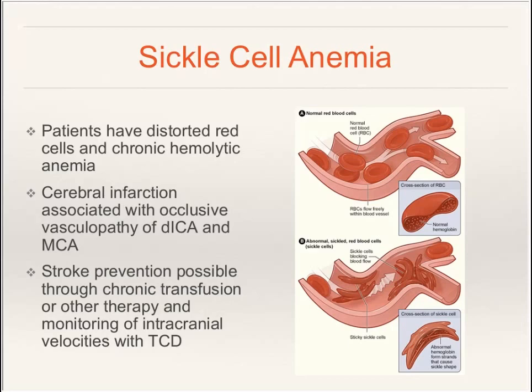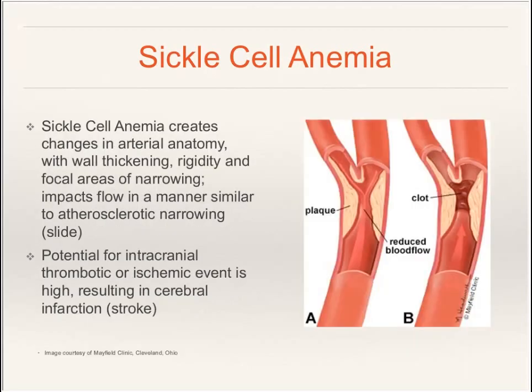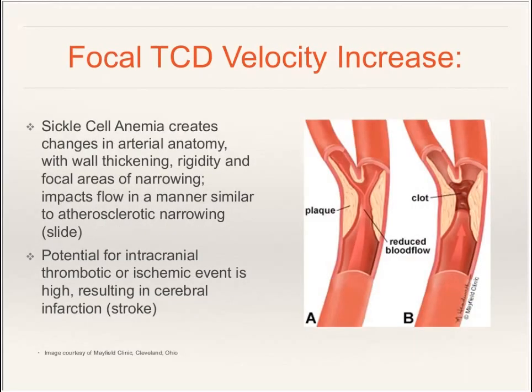So stroke prevention is possible through chronic transfusion or other therapy, because in essence what we're doing is improving the quality of the red blood cells that are circulating, and therefore decreasing the chance of the child having a stroke due to this anemia. This is why we're actually using transfusion in order to be able to increase the number of red blood cells and increase the oxygen delivery to the brain.